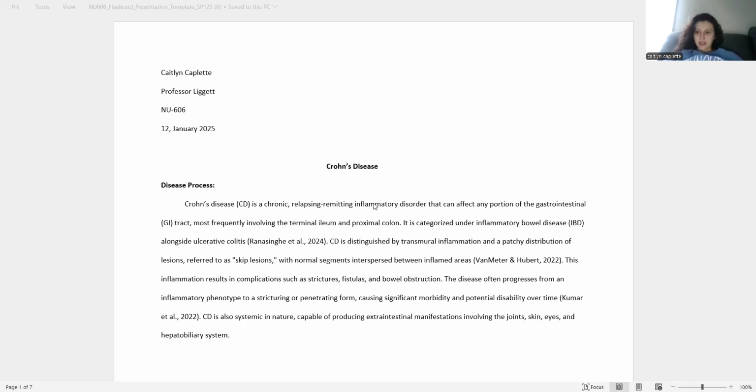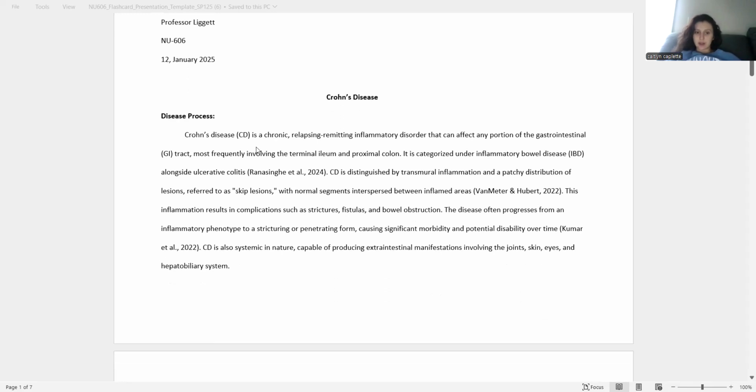This week, my flashcard is on Crohn's disease. So, Crohn's disease is a chronic, relapsing, remitting inflammatory disorder that can affect any portion of the GI tract. It most frequently involves the terminal ileum and proximal colon.